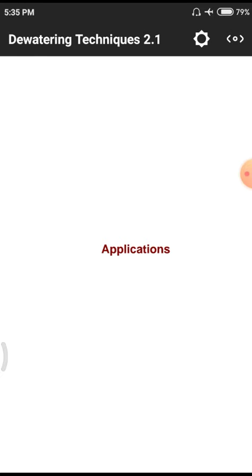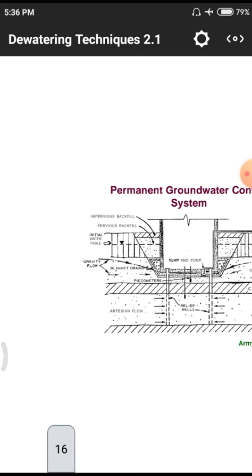Why? Because we have to work in different places on different projects. So for our project, with regard to our soil properties, which method is suitable and which method is cost effective, all those things we need to know when we have deep knowledge of these dewatering techniques. So we need to understand these phenomena, properties, and techniques.